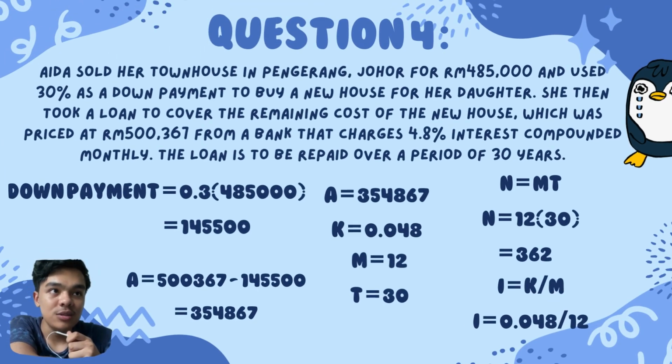Aida sold her townhouse in Pengarang, Johor for 485,000 and used 30% as a down payment to buy a new house for her daughter. She then took a loan to cover the remaining cost of the new house, which was priced at 500,367, from a bank that charged 4.8% interest compounded monthly. The loan is to be repaid over a period of 30 years.